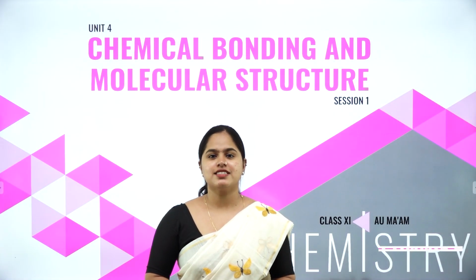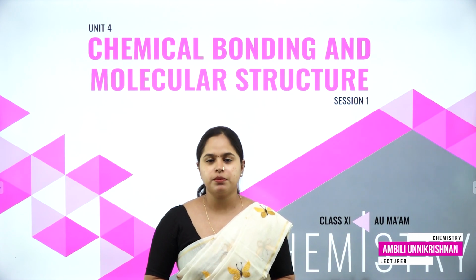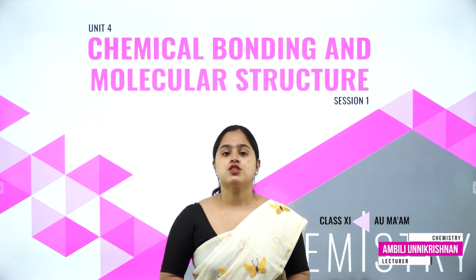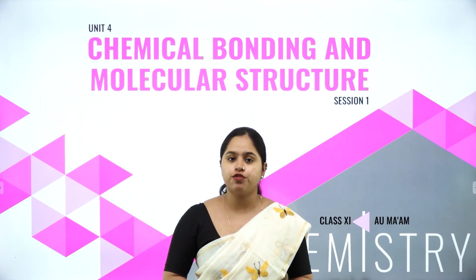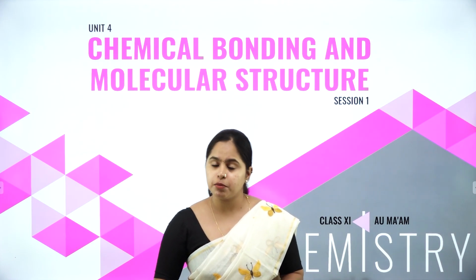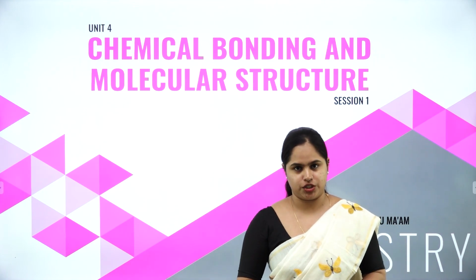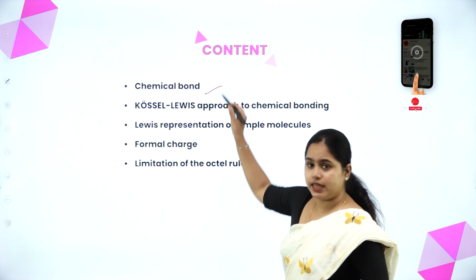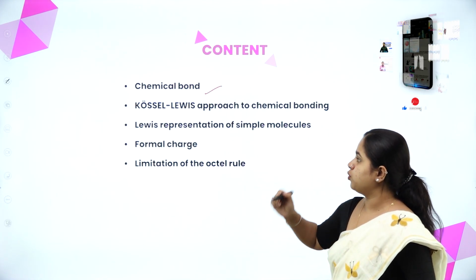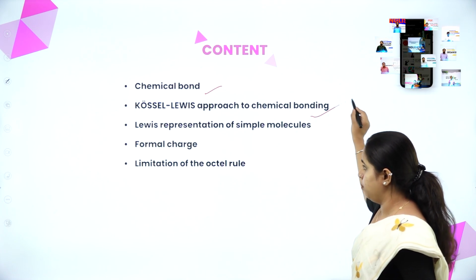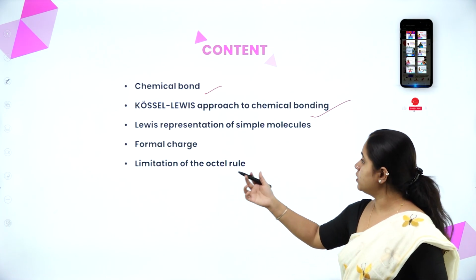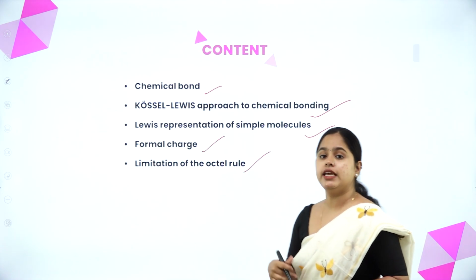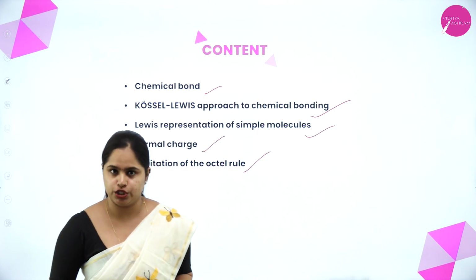Hello everyone, this is Amli Unikrishnan from the Department of Chemistry, Vidhyaashram School of Excellence, Mysore. So today we are beginning with Unit 4 of your syllabus, that is Chemical Bonding and Molecular Structure. In today's session, we will be discussing what a chemical bond is. Then we'll move on to the Kössel-Lewis approach to chemical bonding. Then we'll study the Lewis representation of simple molecules, then formal charge, and finally the limitations of the octet rule.